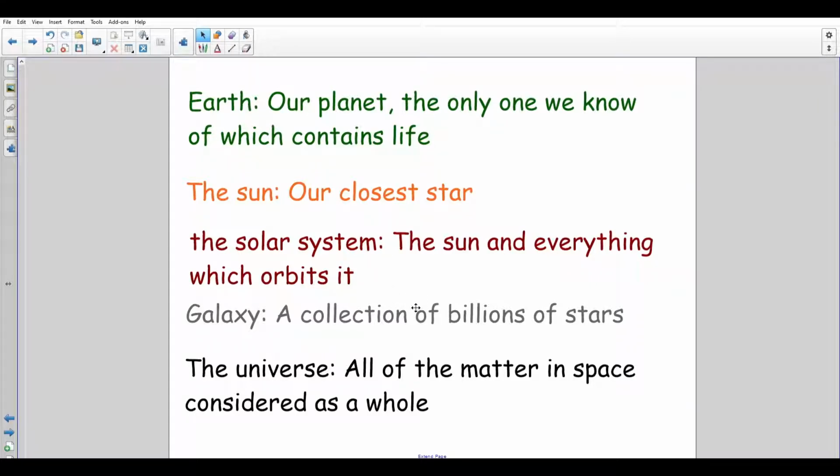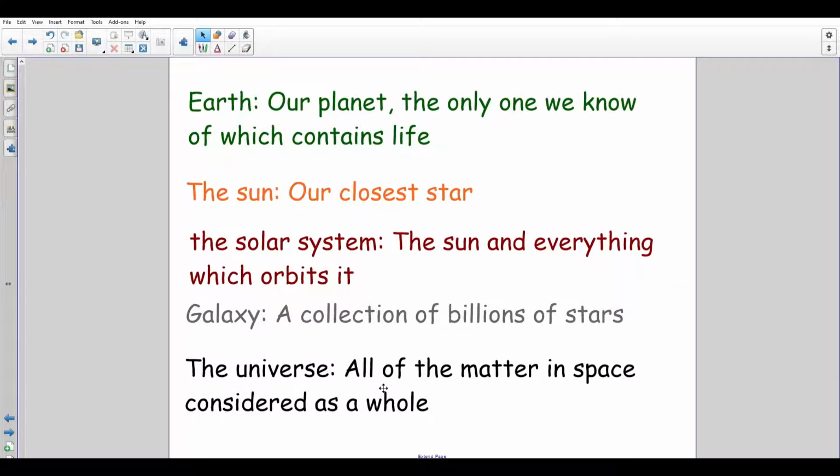Now, like we said though, the Sun is not the only star in the universe, and our galaxy, or a galaxy, is a collection of billions of stars. So our galaxy is the Milky Way, and a galaxy is just a collection of billions and billions of stars.